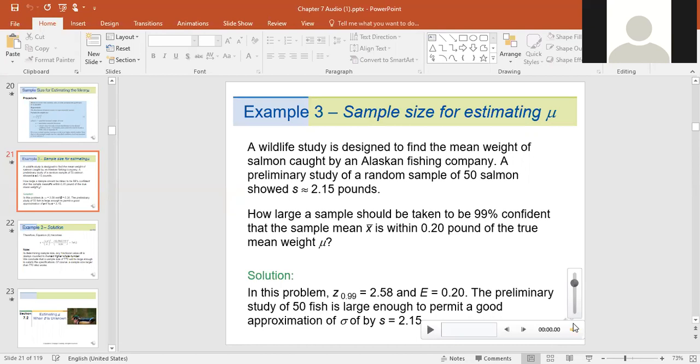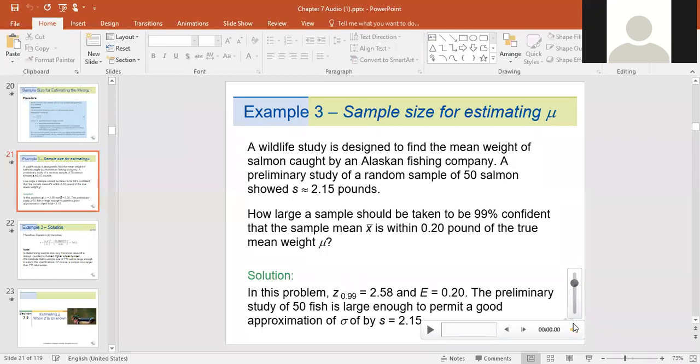Now the question is, where do we get Z alpha over 2? Remember I told you last time, alpha is 1 minus the confidence level. Then alpha over 2 is the tail to the critical value Z alpha over 2. That number, you enter it into the inverse normal and you will get the value.